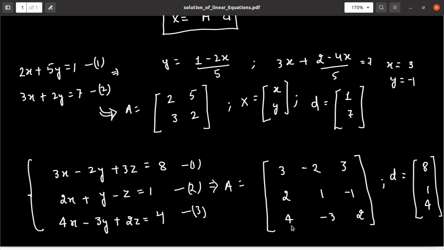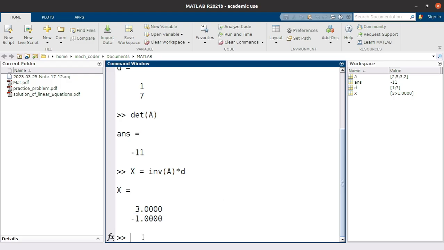So if I move to MATLAB, then I am going to enter these values and create matrix A. The first row contains 3, minus 2 and 3. The second row contains the coefficients from the second equation, so 2, 1, minus 1, and then the last one is 4, minus 3 and 2.